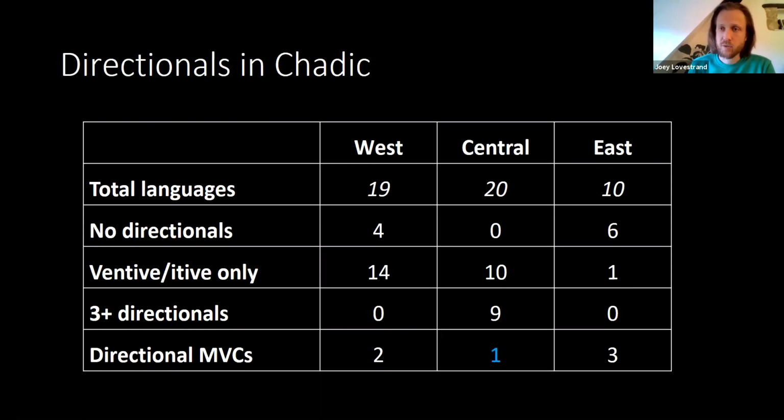In East Chadic languages, we find a different story. Of the 10 languages I was able to look at, for 6 of them, there doesn't appear to be any sort of directional suffix or any other way of expressing directionals where you combine this meaning with a motion verb in the grammar. Only 1 language, Shokoro, has a ventive suffix, and 3 languages have directional multi-verb constructions.